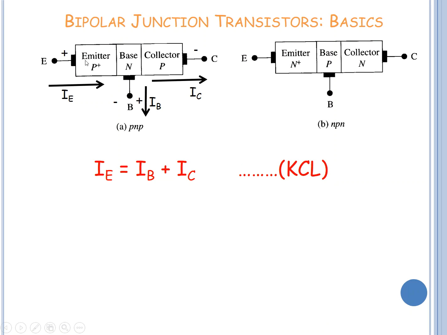Emitter base junction is forward bias and the collector base junction is reverse bias. The holes will move from the P type to the base, and now the base and the collector are reverse bias, so the holes will move from the base to the collector. So the transistor current equation is written as IE is equal to IB plus IC. Now IC is equal to IC majority plus ICO.